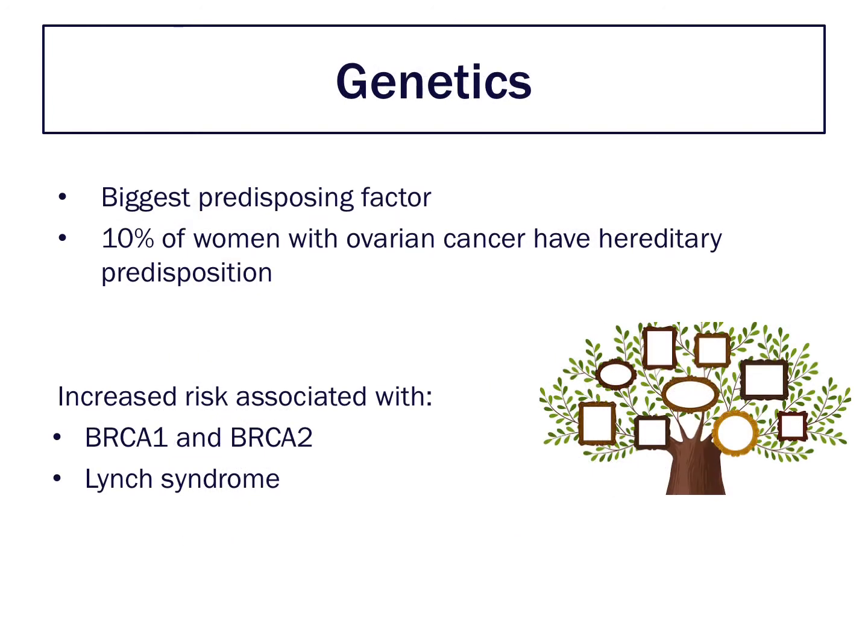The genetic risk is the most important risk factor for ovarian cancer. 10% of women with ovarian cancer do have a hereditary predisposition, and there's an increased risk associated with BRCA1 and BRCA2, as well as with Lynch syndrome. So we've said the lifetime risk for the general population is approximately 1 in 60. If one family member is affected, the risk can increase to up to 1 in 20. And it's BRCA which accounts for 90% of the hereditary cancers, the biggest contribution coming from BRCA1. And if a patient has BRCA1, the lifetime risk of developing ovarian cancer can be almost 50%.